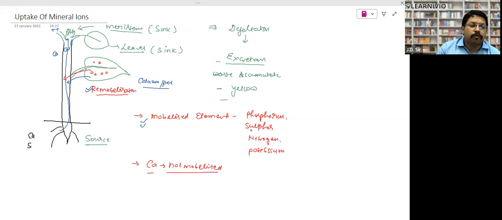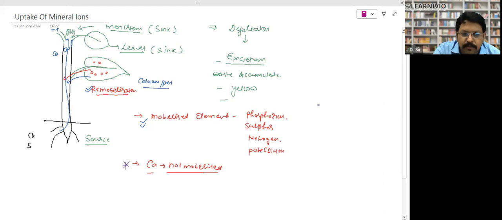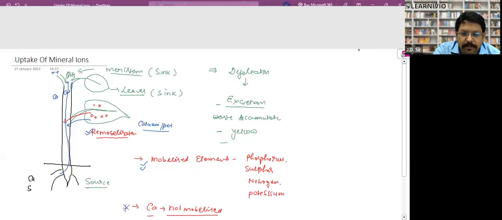Now, what will happen? There is a substance, that is calcium. Calcium is not remobilized. This question I have seen a number of times. Which of the following cannot be remobilized? Calcium. Clear? Yes, sir. So remember the names, which are mobilized, which are not mobilized.